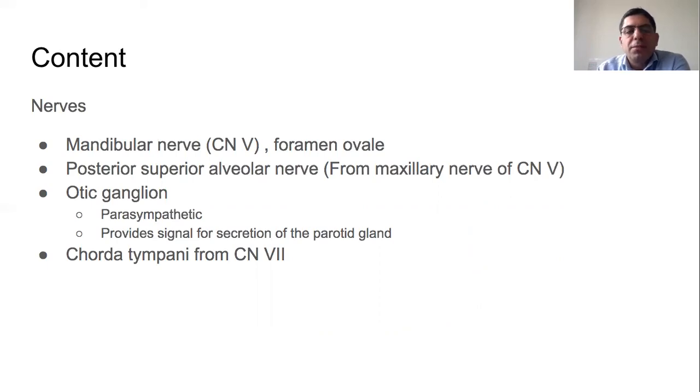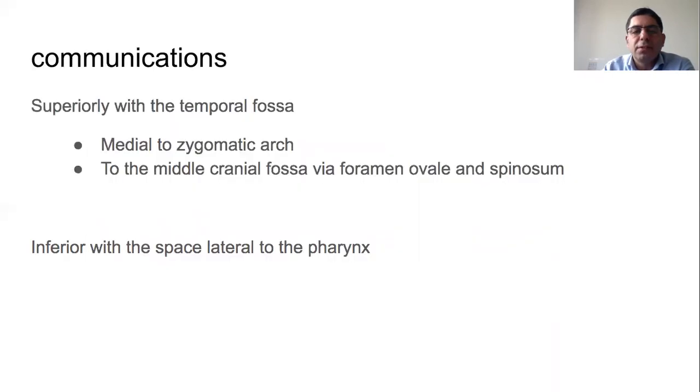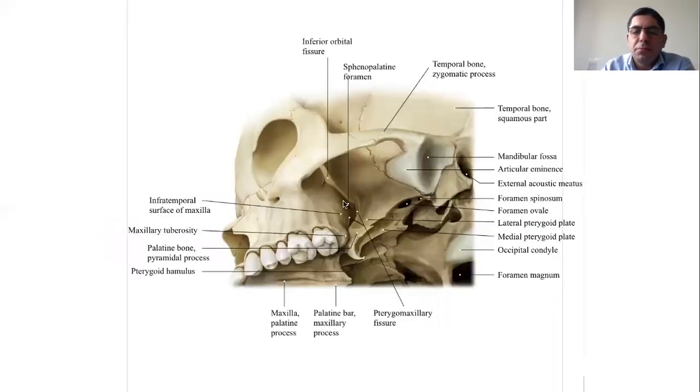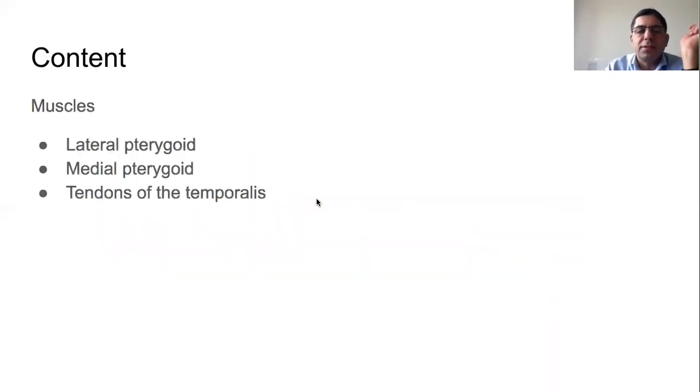In addition, we've got the mandibular nerve, which is the third branch of the trigeminal nerve, and it comes from the foramen ovale. We've discussed that before. There's also the posterior superior alveolar nerve, which comes from the maxillary nerve of the trigeminal nerve as well. Posterior, behind, superior alveolar nerve. It supplies the gums and teeth of this area.